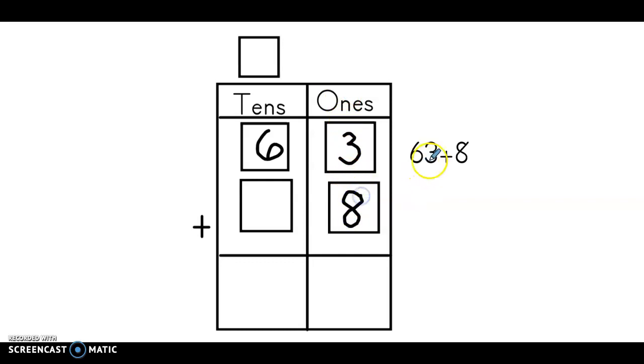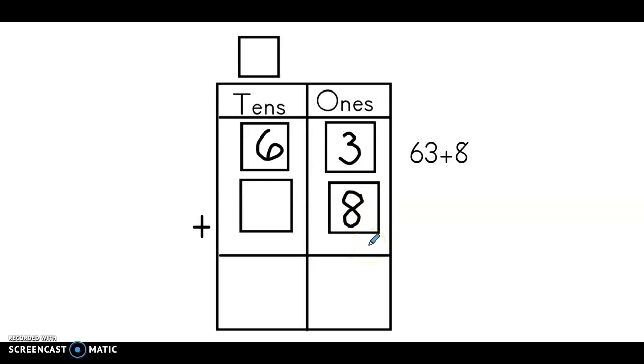Okay, so now I have the same problem just written vertically or up and down. And that makes it easier for me to solve it this way. So we start in the ones place and we add the ones. So we have 3 ones plus 8 ones.